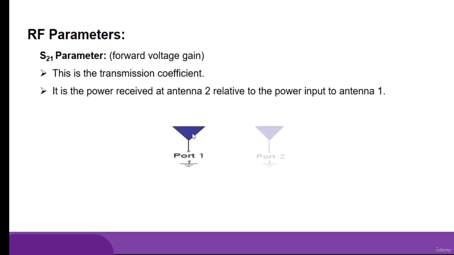This is port 1 with antenna 1 and this is port 2 with antenna 2. Now the power received at antenna 2 relative to the input port of antenna 1 is S21. This would be S21.